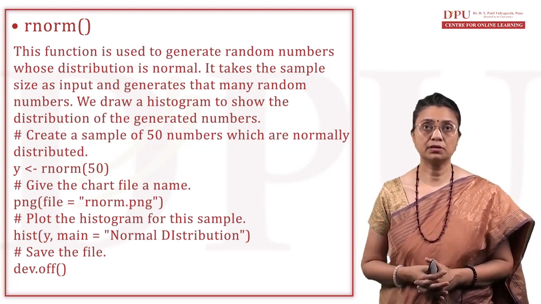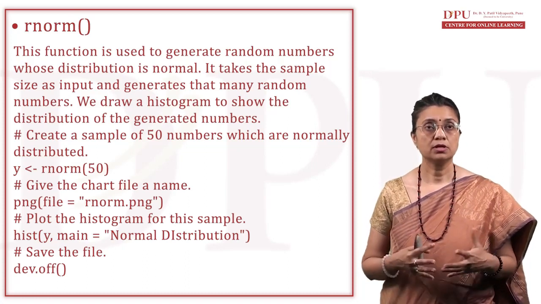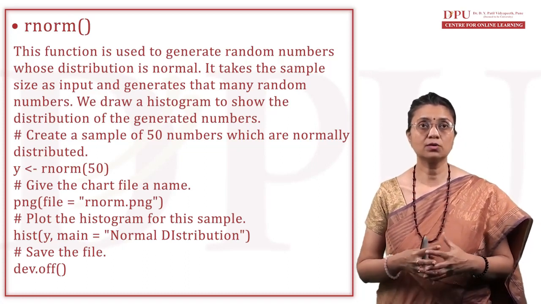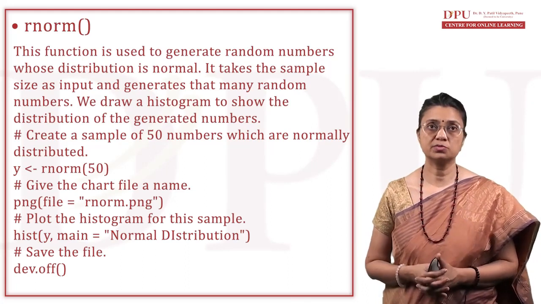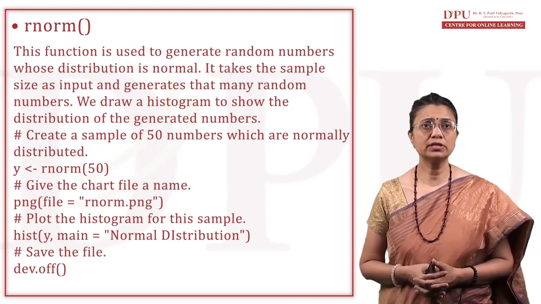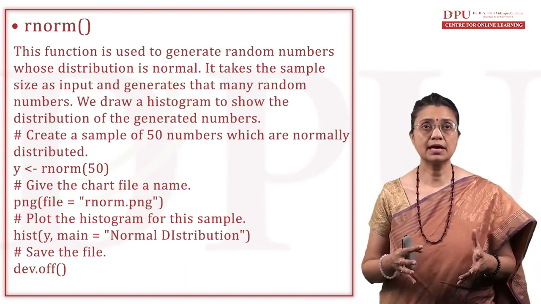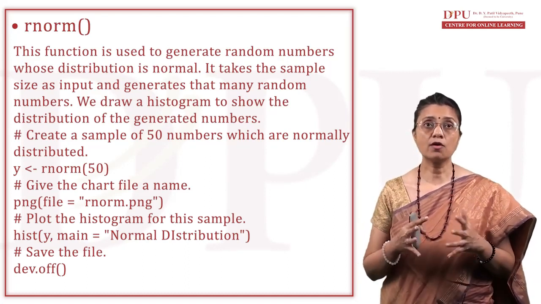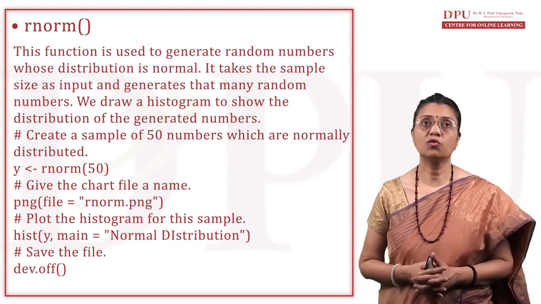Create a sample of 50 numbers which are normally distributed. So you can see over here y equals rnorm and in the brackets we write 50 because the sample size is 50 numbers. So you can see over here that I have generated numbers with a sample of 50 numbers. So rnorm(50) and we have stored that in y.